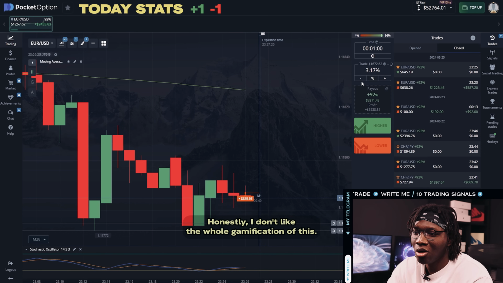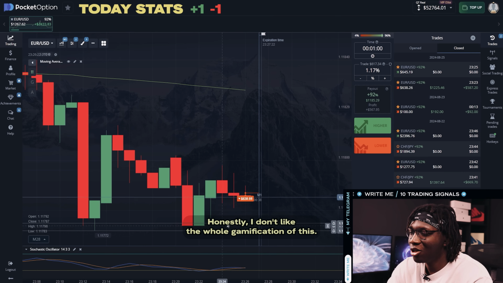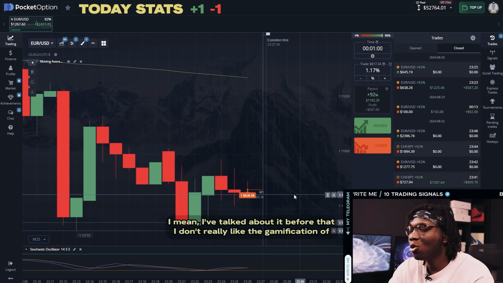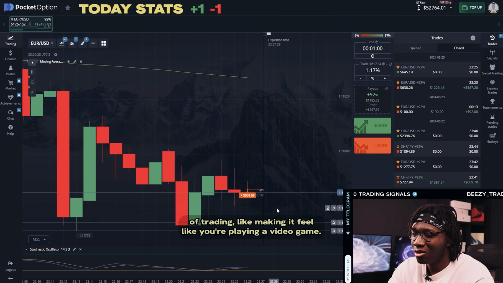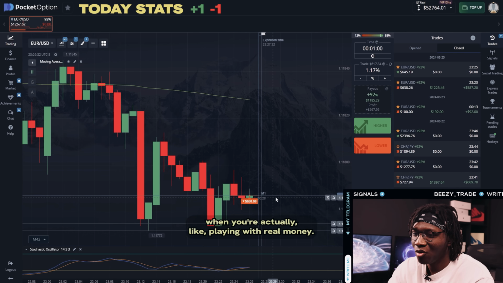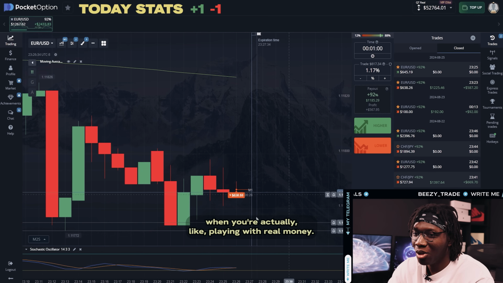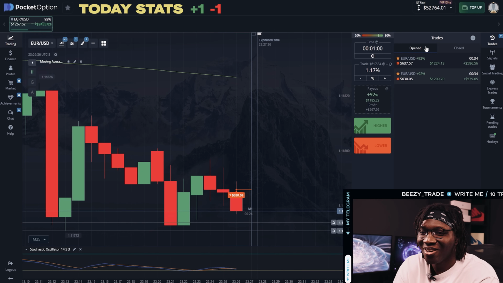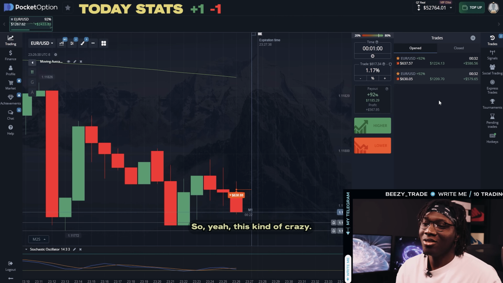Which is, honestly, I don't like the whole gamification of this. I've talked about it before that I don't really like the gamification of trading, making it feel like you're playing a video game when you're actually playing with real money. So yeah, that's kind of crazy.